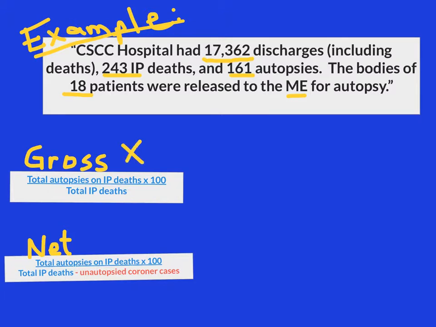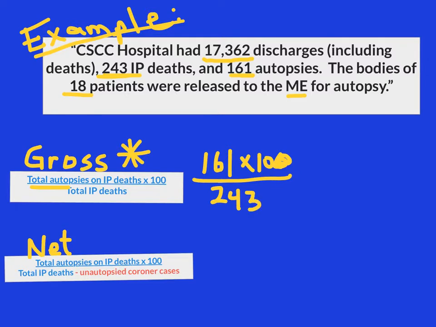So let's first take a look at our gross autopsy rate calculation. Total autopsies on inpatient deaths, 161 times 100. Sorry, it's hard to write on here and talk at the same time. That's 100 over total inpatient deaths, 243. And when we calculate that out, we come to the gross autopsy rate of 66.26%, rounded to the nearest hundredth.